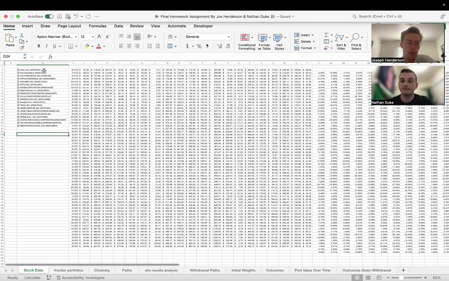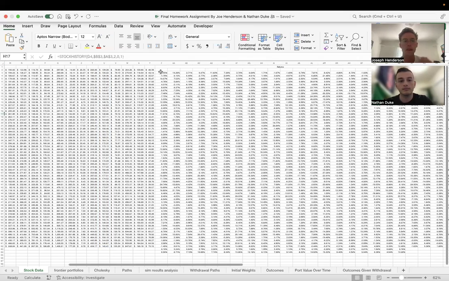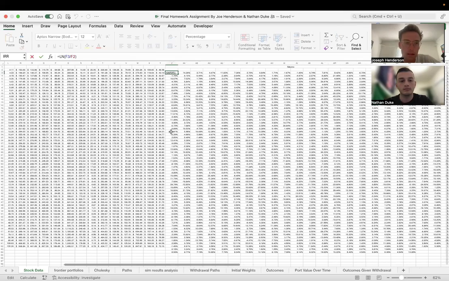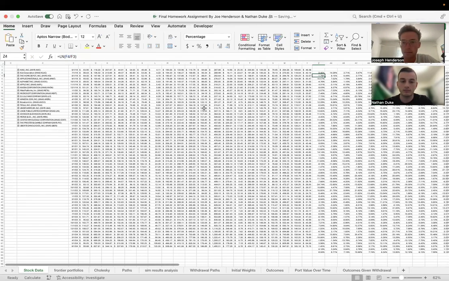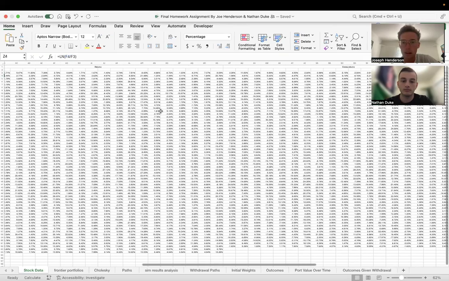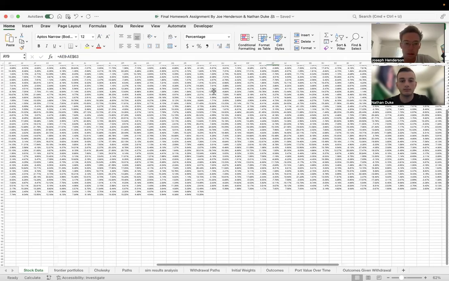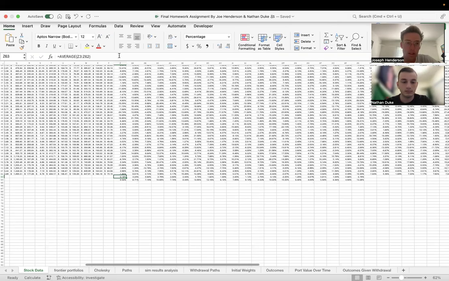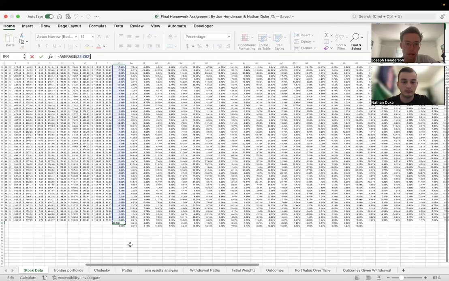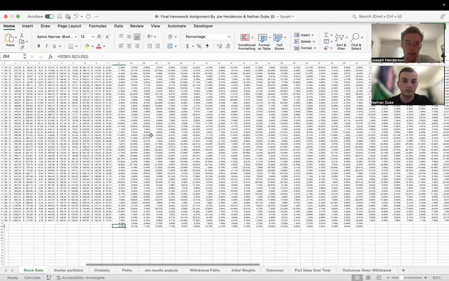Okay, so to start, we'll go over our stock data. We pulled in data from 20 different stocks on the stock market. And here we plotted out their monthly returns for the last 5 years. Then from that, we calculated the continuous returns here, as well as the excess returns. And then we calculated the average of these returns as well as the standard deviation.